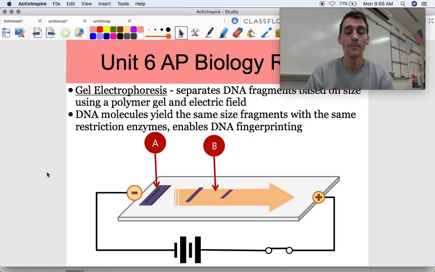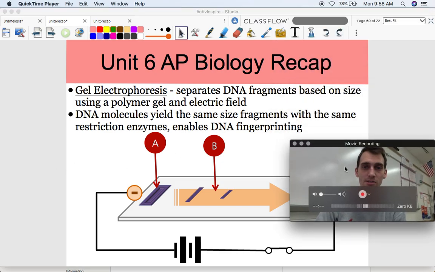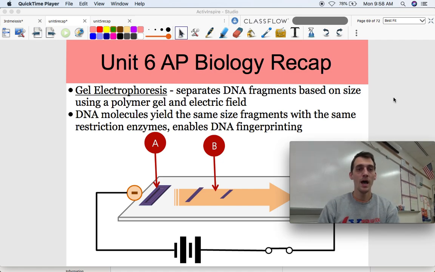Gel electrophoresis is a second type of genetic engineering, a type of biotech where we can separate DNA fragments based on size using a polymer gel and an electric field. So gel electrophoresis, running a gel, as they call it in the business, is really, really cool. You can cut up DNA into very specific pieces using those same restriction enzymes as I mentioned before, and then you can set it up in such a way that DNA is negatively charged.